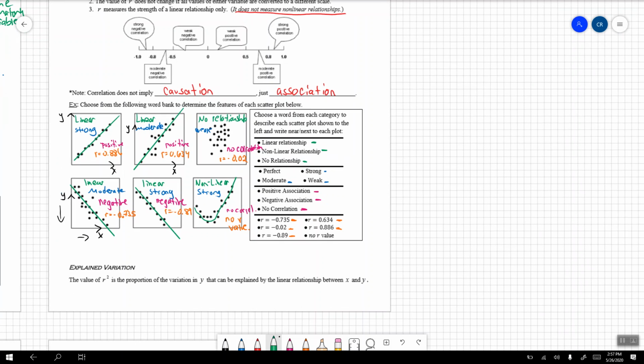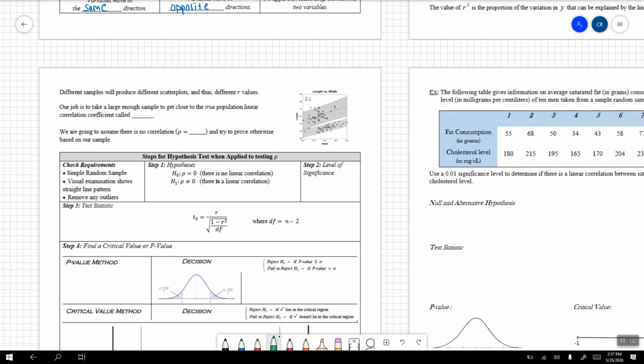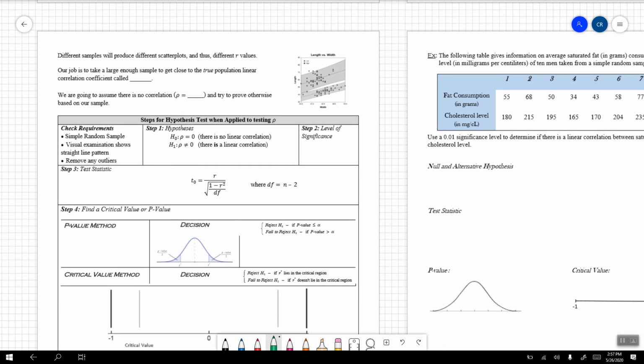All right. Now, the value of R squared is the proportion, and that's this piece down here, of the variation in Y that can be explained by the linear relationship between X and Y. Now, we want to be able to observe the R squared value. Typically, we use technology to extract either an R value, in other words, a correlation coefficient, or the R squared value, one or the other. Both of them are going to tell us the very same thing, except the correlation coefficient, the R value, tells us a little bit more.